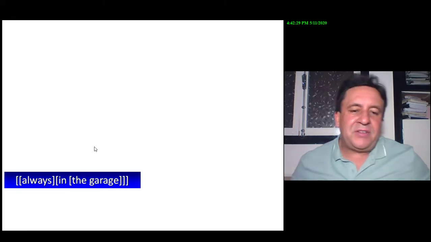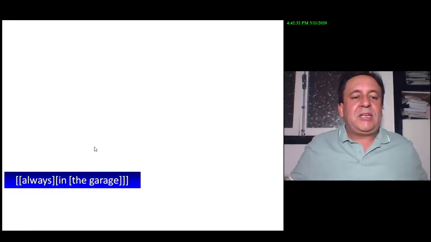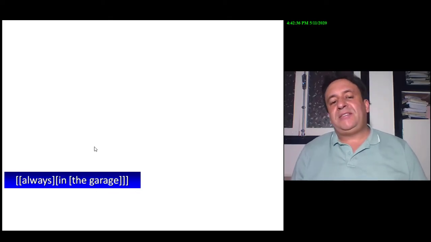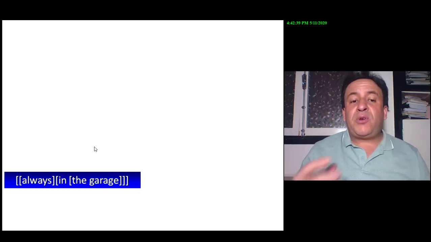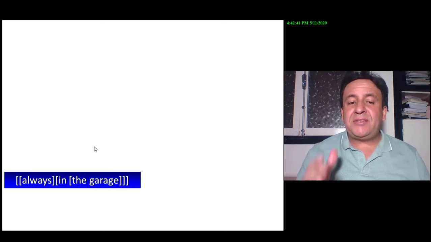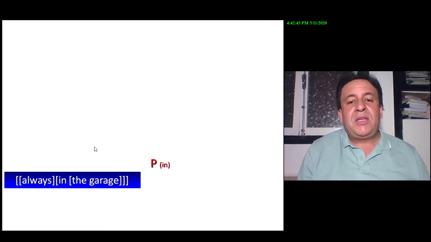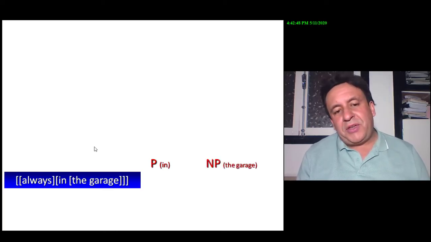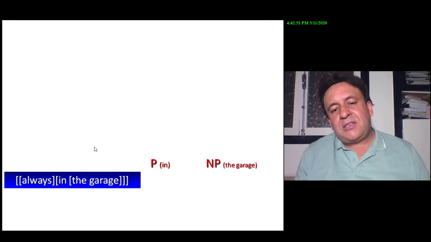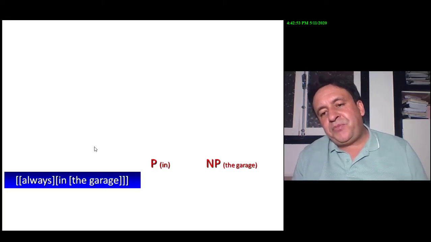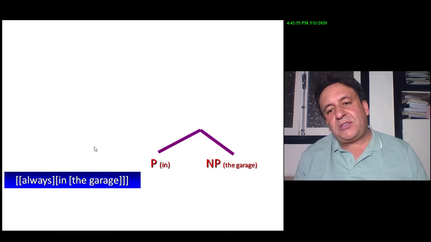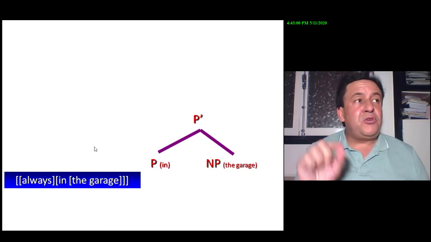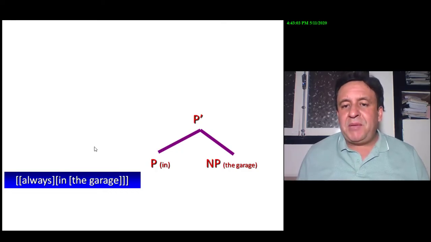Imagine, for example, that I have a phrase such as always in the garage. Which type of phrase is this? If your answer is a PP, a prepositional phrase, then it's correct. What's the head of it? It's a preposition. And then the complement of it is the garage. So what we have here is a preposition plus its complement, which is the garage. So P and the NP, both of them, using the projection hypothesis, is P bar.